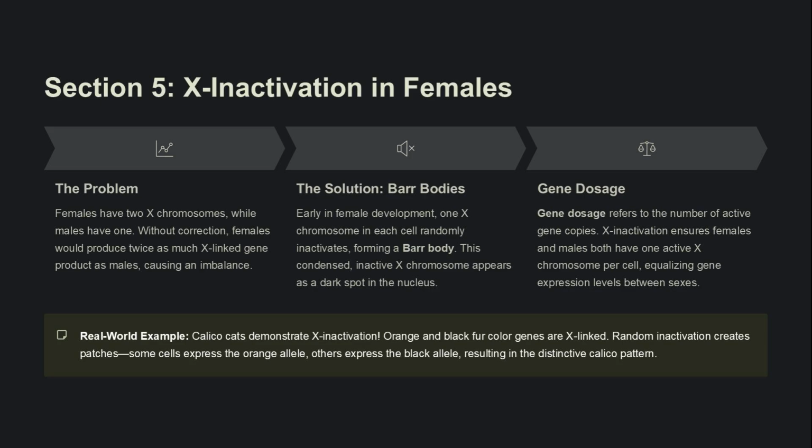Females have two X chromosomes, while males have one. Without correction, females would produce twice the gene product, causing imbalance. X inactivation forms bar bodies, silencing one X chromosome in each cell. This process ensures equal gene dosage between sexes. Calico cats demonstrate X inactivation, creating distinctive color patterns.